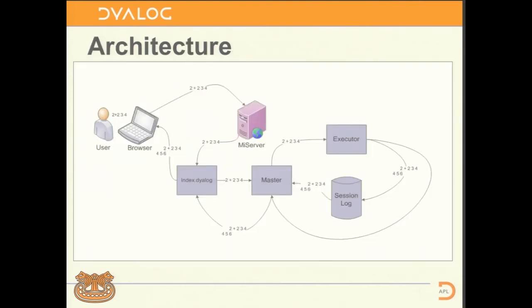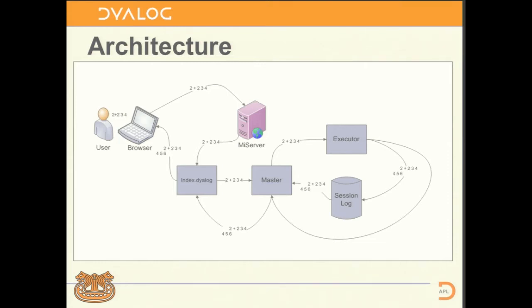So let's talk a little bit about the architecture of TryAPL. So this is a user. He types in 2 + 2 3 4 in his browser. That goes to a MiServer. So TryAPL is implemented using our MiServer web server architecture. And MiServer gets that request and sends it off to the MiServer task.